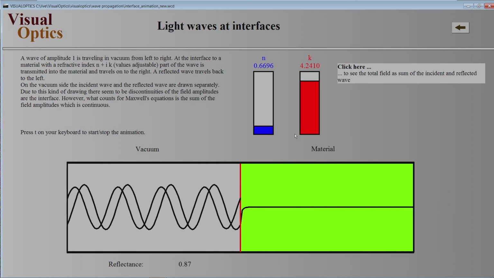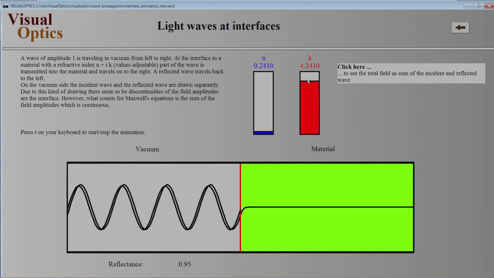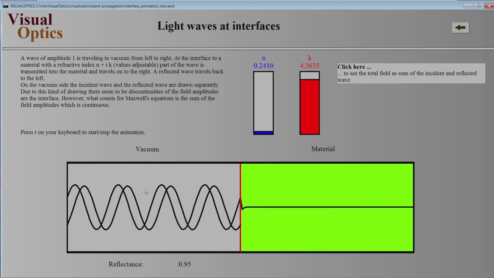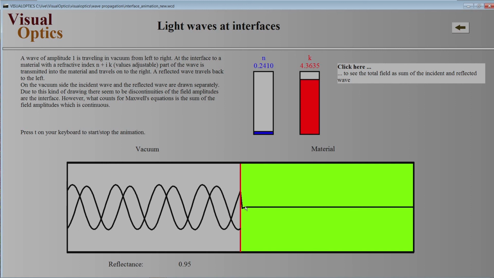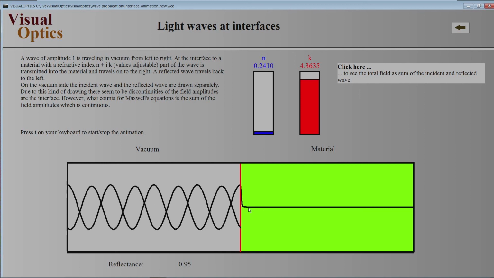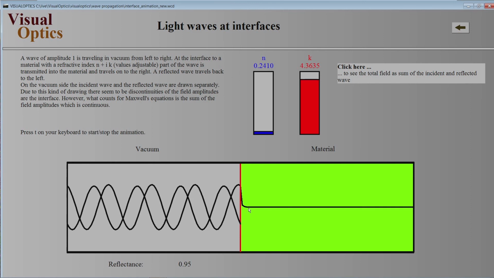This would be something typical for aluminum. If we go to extreme values like silver, then we can achieve reflectance coefficients of 95% or more. It looks like the complete wave is reflected, but please note there is some light penetrating into this noble metal, which is absorbed in a very thin surface area.